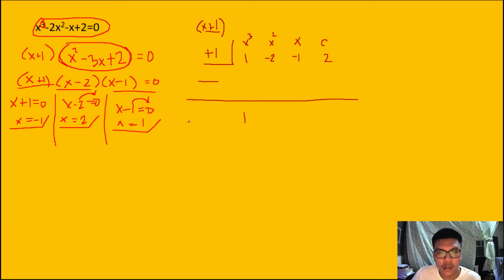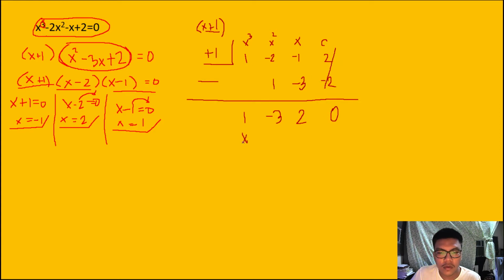So bring down 1. So 1 times 1, we have 1. So negative 2, so minus tayo. So minus 1, that is equal to negative 3. Then negative 3 times 1, we have negative 3. So negative 1 or plus, so magiging plus na kasi negative magiging plus. So negative 1 plus 3, that is equal to positive 2. Then 2 times 1, that is 2. So 2 minus 2, that is equal to 0.